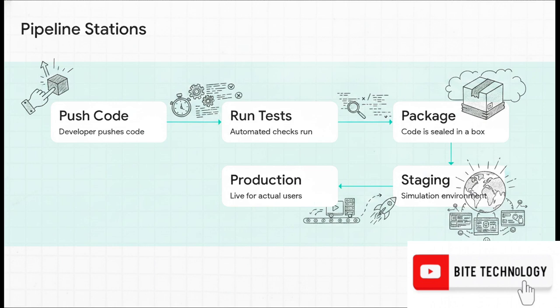A single piece of code takes a very specific journey through 5 distinct phases: pushing the code, running automated tests, packaging the build, deploying it to a staging environment, and finally, releasing it out to production. This right here is the exact roadmap for our digital assembly line.